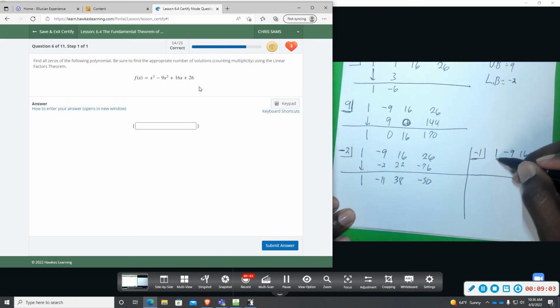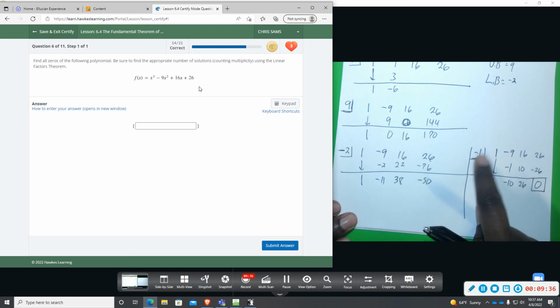So bring down the 1. Negative 1 times 1, negative 1, combine, and we get negative 10. All right, negative 1 times negative 10 will give us a positive 10. Combine, and we get 26. Negative 1 times 26 will give us a negative 26. Combine, and we get 0. So look, we did get a 0 for negative 1. So that's one of my zeros.